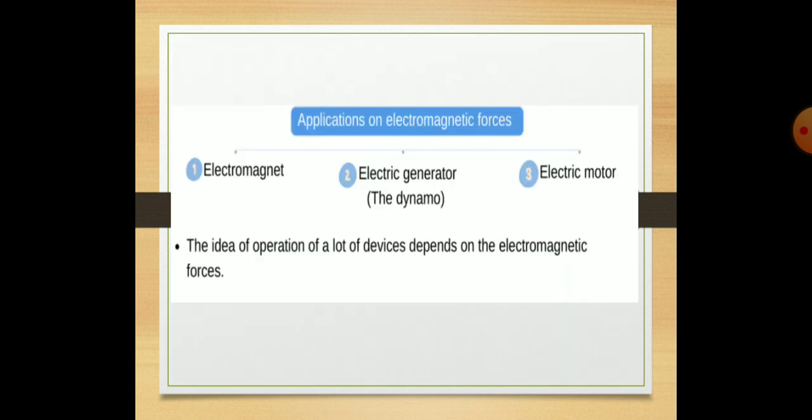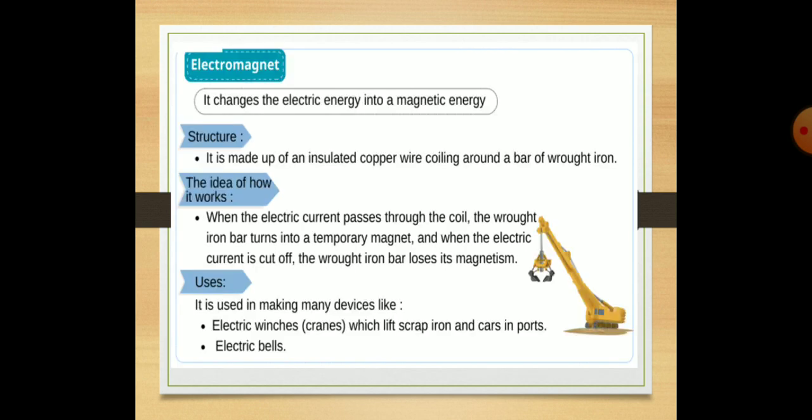So we are going to talk about the applications of electromagnetic force. Number one, electromagnet. Number two, electric generator or dynamo. Number three, electric motor. So we're going to talk about the electromagnet.